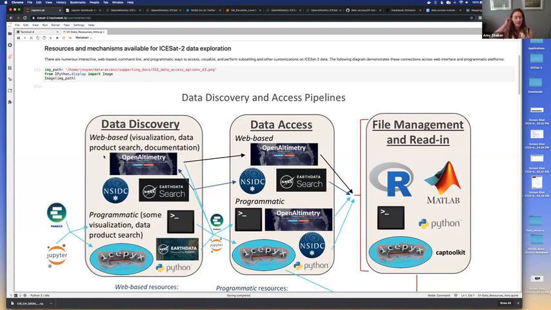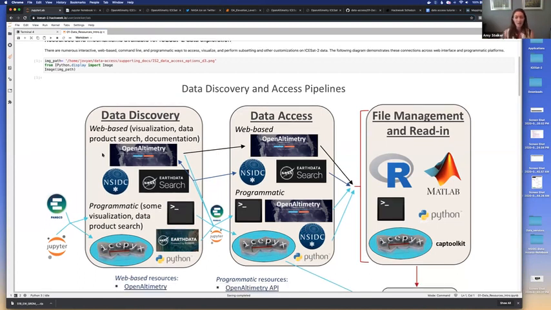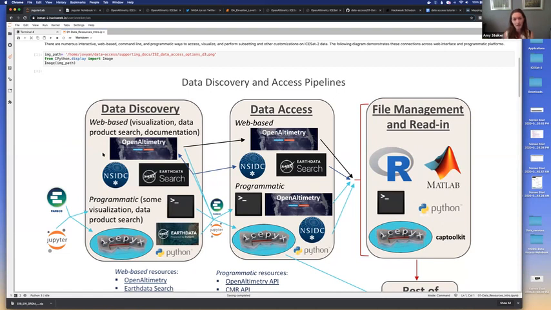As far as data discovery and access, this diagram came about from some conversations that Jessica and I had months ago, and I want to give her credit for producing it. It came about from us trying to walk through all of the different mechanisms that we have. As several instructors have already talked about, the data are available through NSIDC, but we're part of the larger NASA Earthdata system.